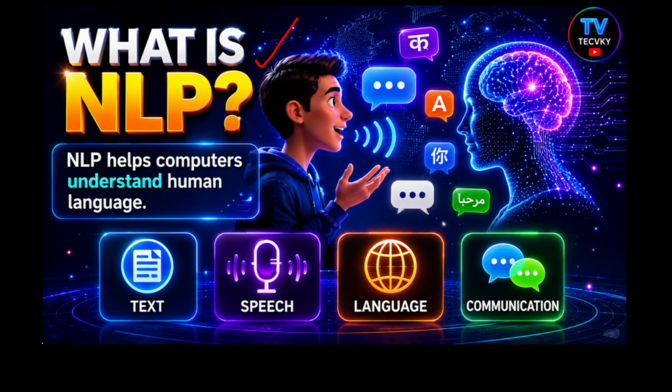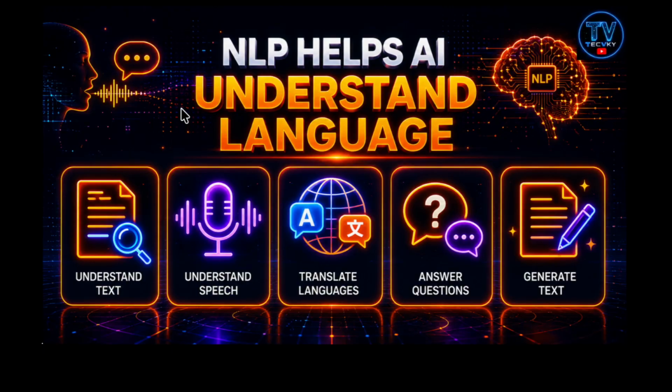Now that we know what NLP is, let's look at the different components and capabilities that help computers understand human language. Now let's look at some of the key components of natural language processing, or NLP. NLP deals with both written and spoken language, allowing computers to understand and communicate with humans more naturally. One important component is language understanding. This helps AI understand the meaning, context, and intent behind words and sentences. For example, when you ask ChatGPT a question, it first tries to understand what you are actually asking.